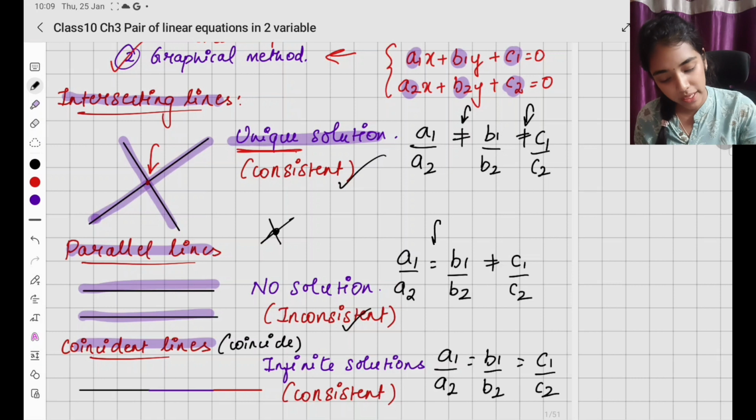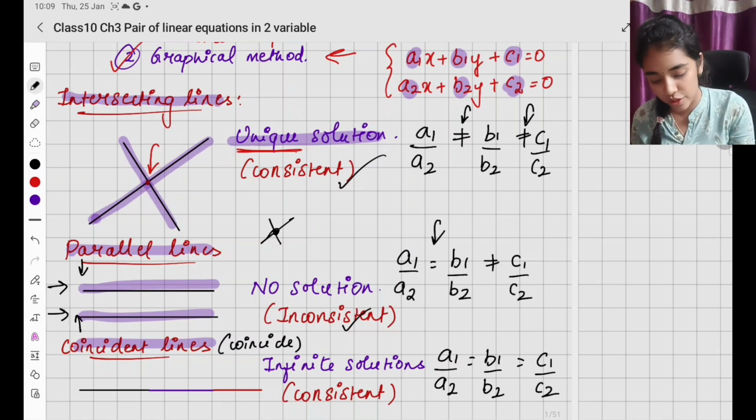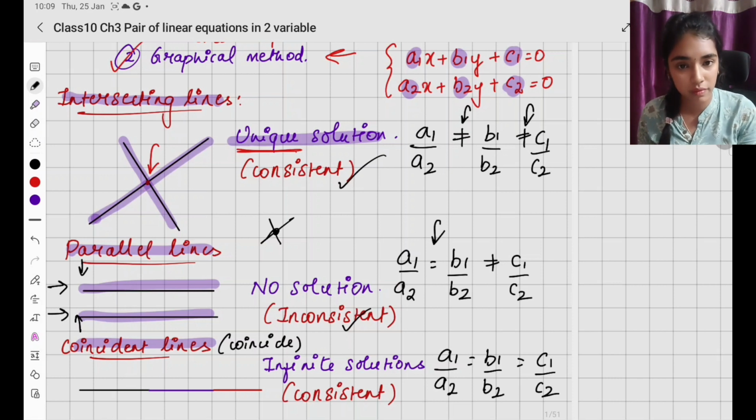You have a1 by a2 equals b1 by b2. So first rendu coefficient, x coefficient and y coefficient are equal, okay, because they are parallel lines. You have x coefficients and y coefficients, correct? So they are all going to be equal, obviously parallel lines. Constant oda ratio is not going to be equal, okay? So this is something you have to remember. So a1 by a2 equals b1 by b2, not equal to c1 by c2, okay?